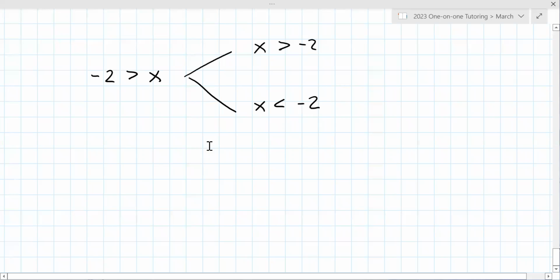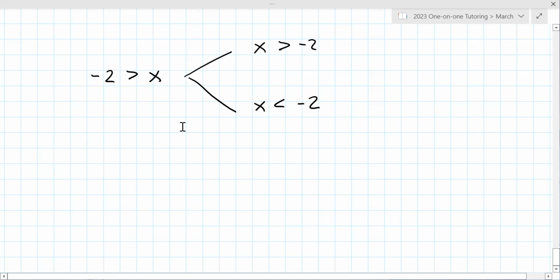That's okay. So a few thoughts here to close out. Let's say I give you something like this, -2 greater than x. How do you rewrite this? Here are the options, multiple choice: x greater than -2, x less than -2. Which is correct? And maybe more importantly, why?